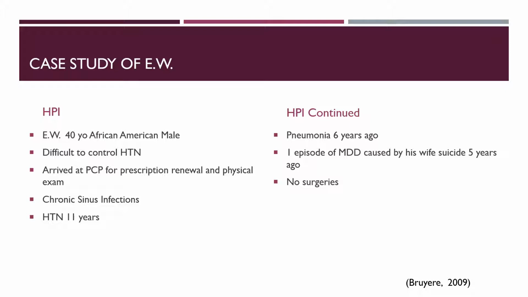This is the case study of EW. EW is a 40-year-old African-American male who is having difficulty managing his hypertension. Today, he arrived to his primary care physician's office for a prescription renewal and a physical exam. EW was diagnosed with hypertension 11 years ago. He also gets chronic sinus infections.